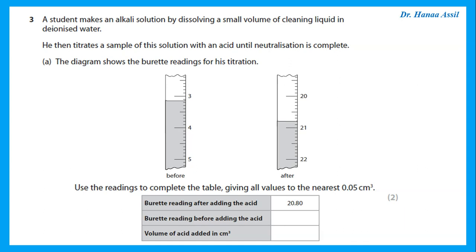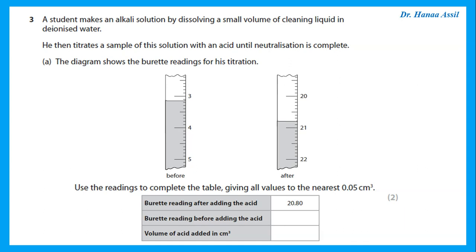The diagram shows the burette readings for his titration. Use the readings to complete the table. Of course, when you read the values from a burette, the burette starts at 0 at the top, and then it increases as we go down. So the burette reading after, can you see which one is after? After is the one on the right. He already read it for you. You read it from the small number to the big number. So this is 20 point something, not 21 point something. So this is 20.8. And he says, read to the nearest 0.05.